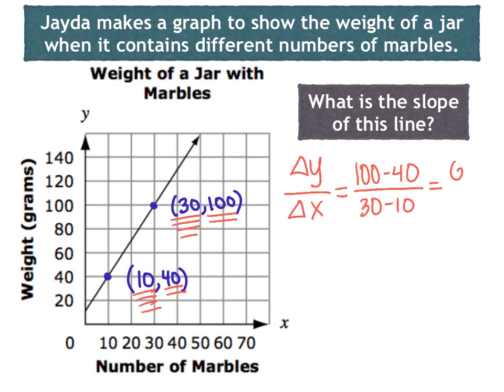100 minus 40 is 60, 30 minus 10 is 20. And to get our slope, we would do 60 divided by 20, and 60 divided by 20 is 3. So 3 is our slope. And if you recall, we used the lowercase letter m for slope.